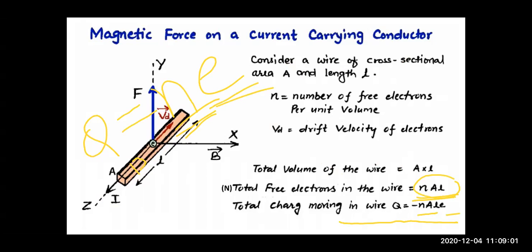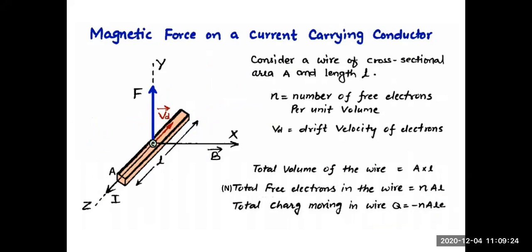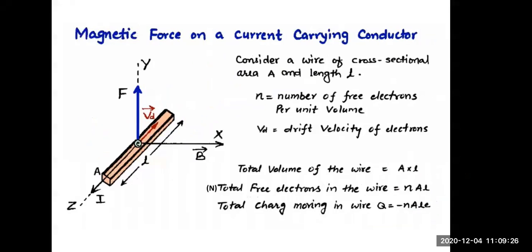So how many free electrons are there in the wire? The total free electrons are nAL. So what is the charge? Charge is number of free electrons into e. e is the charge of one electron. So it is minus nALe. Why minus? Because electron is a negatively charged particle. Right, children? So this is charge Q. So this much, I hope it is clear.